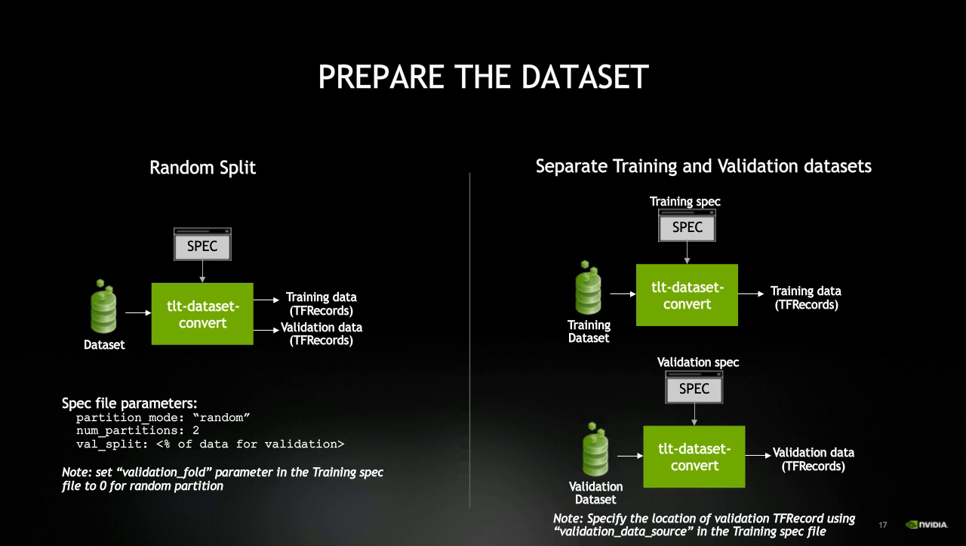On the flip side, if you want to use separate datasets for training and validation, you run 2 separate tlt dataset convert commands, one on each dataset. This will create a separate TFRecord for both. To use the validation dataset during training, specify this TFRecord using the validation data source option in the training spec file. Either option is acceptable depending on your dataset and use case.